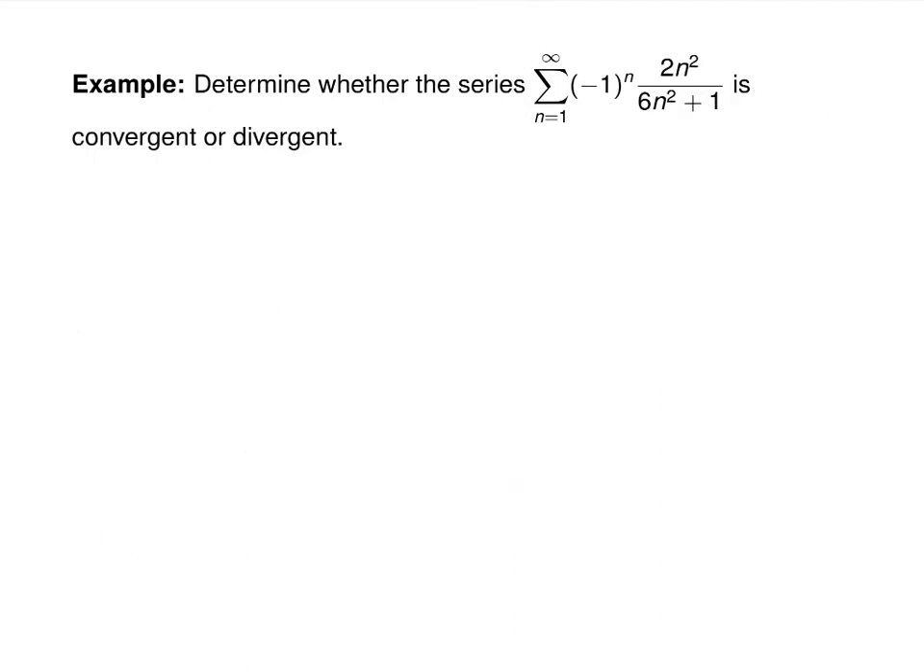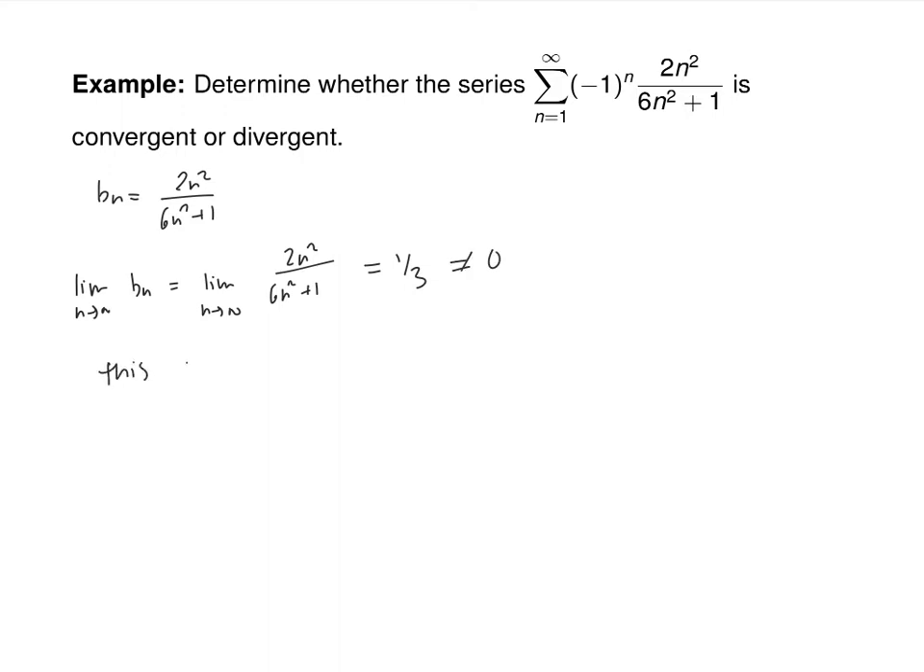All right, determine whether this series is convergent or divergent. So let's let b_n equal 2n squared over 6n squared plus 1. The limit as n goes to infinity of the b_n's will be the limit as n goes to infinity of 2n squared over 6n squared plus 1, which is 1/3. And as that's not equal to 0, this series diverges. That technically is the test for divergence, but you can also say that the second condition of the AST is not met.